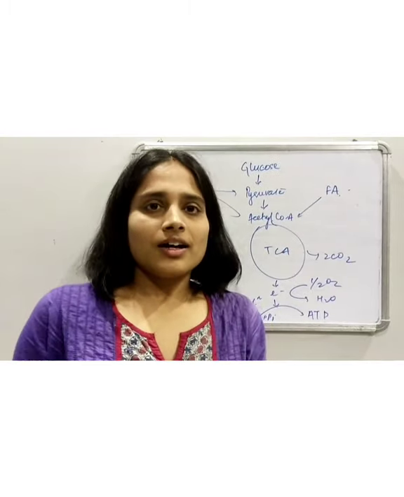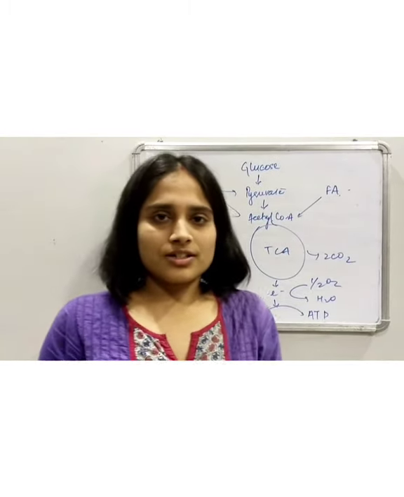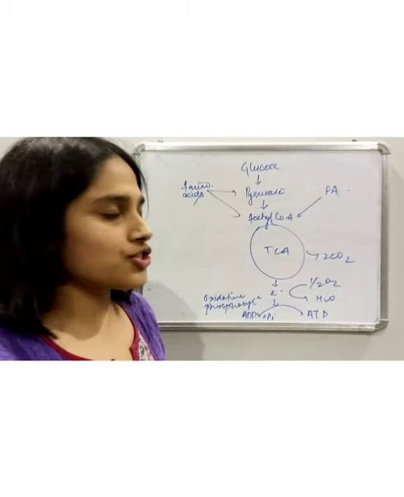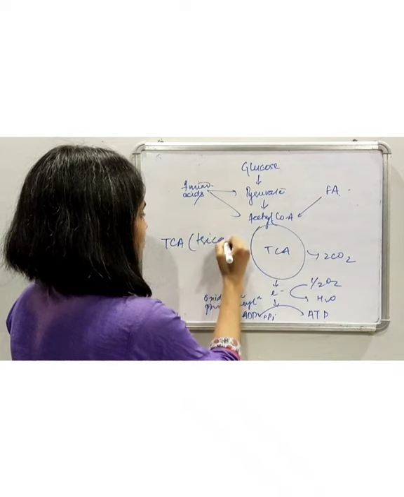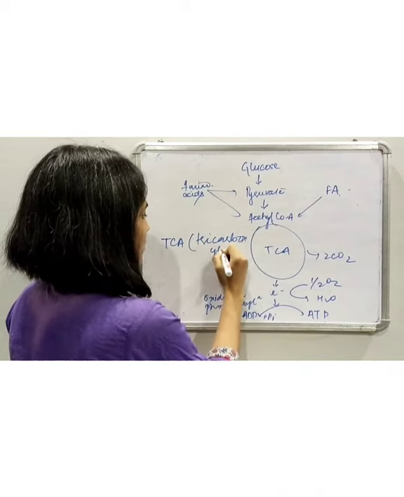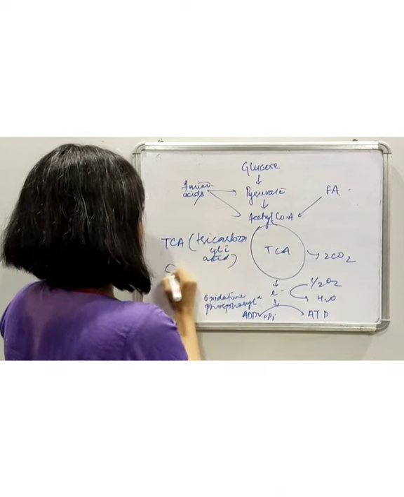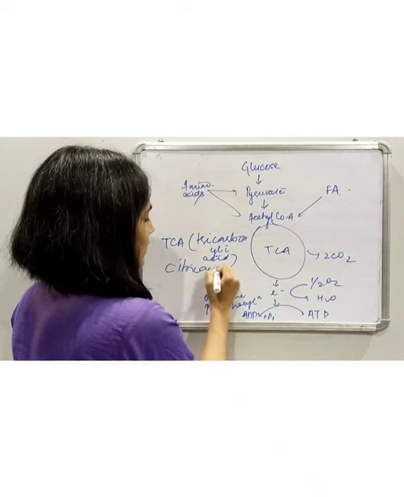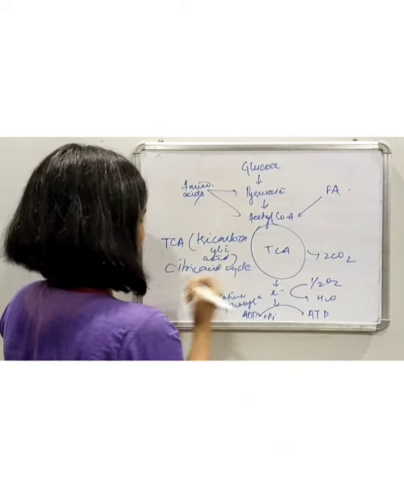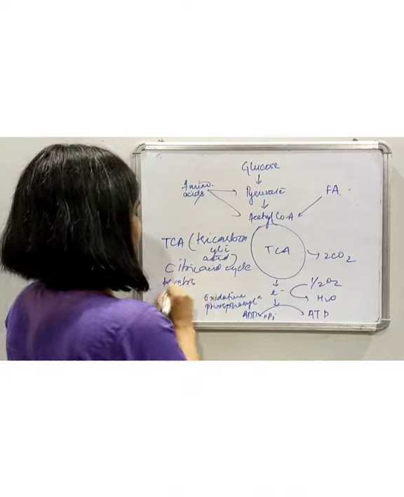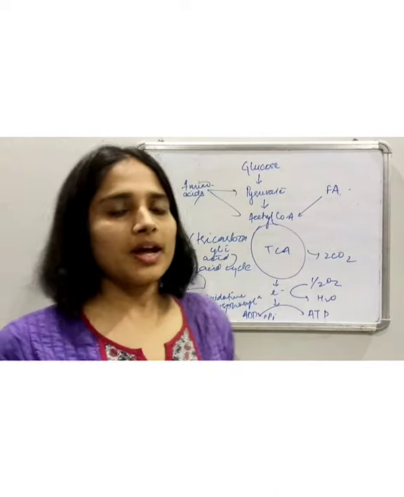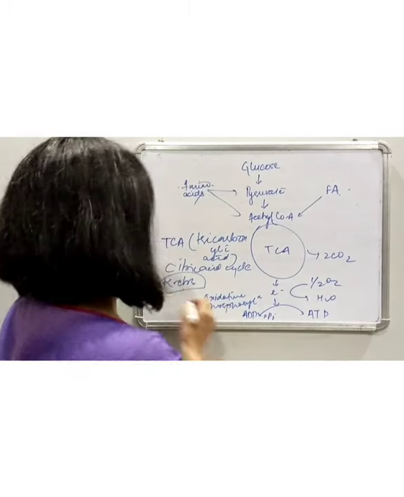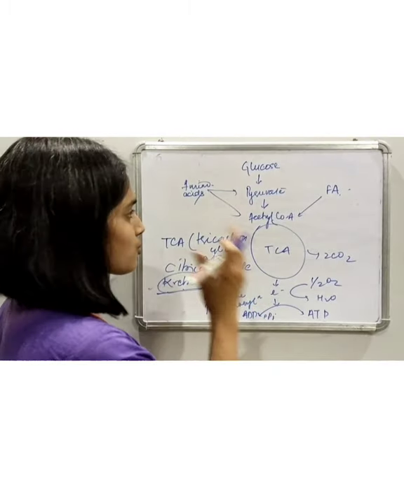Hi everyone. So today we'll talk about the citric acid cycle, which is also known as the TCA cycle or tricarboxylic acid cycle, or Krebs cycle. Krebs is because it was discovered by Hans Krebs, so the name is Krebs cycle.